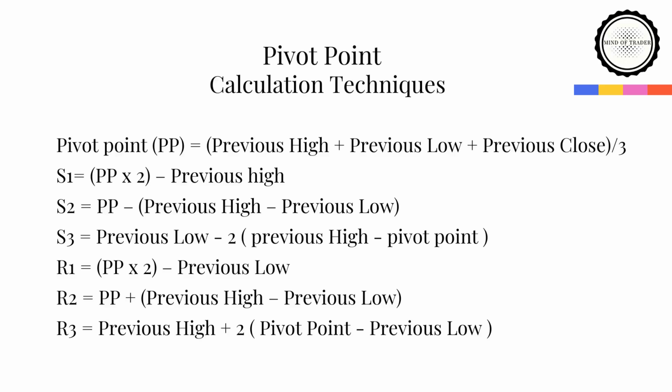In the same way, S1, S2 and S3. So here S1 is support 1, S2 is support 2 and S3 is support 3. S1 we can calculate by taking the pivot point figure, doubling it, multiplying it by 2, and then minus the previous day high. In the same way, the whole calculation is written, so you can actually do it manually also.